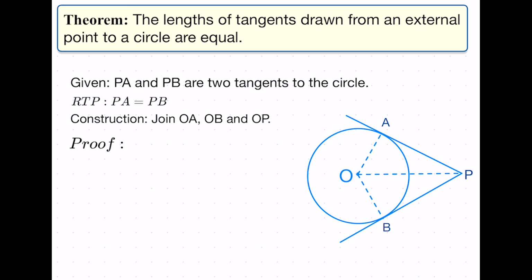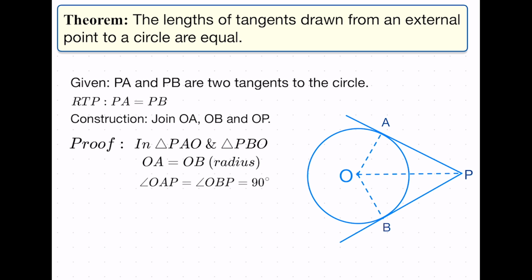Now further to prove it, we'll consider triangle PAO and triangle PBO. In these two triangles, what we can observe is that OA equals OB as it is a radius of a circle. Then we also know that angle OAP equals angle OBP, which is 90 degrees, as we know that the angle between the radius and the tangent at the point of contact is 90 degrees. Then we also know that OP and OP are common in these two triangles.